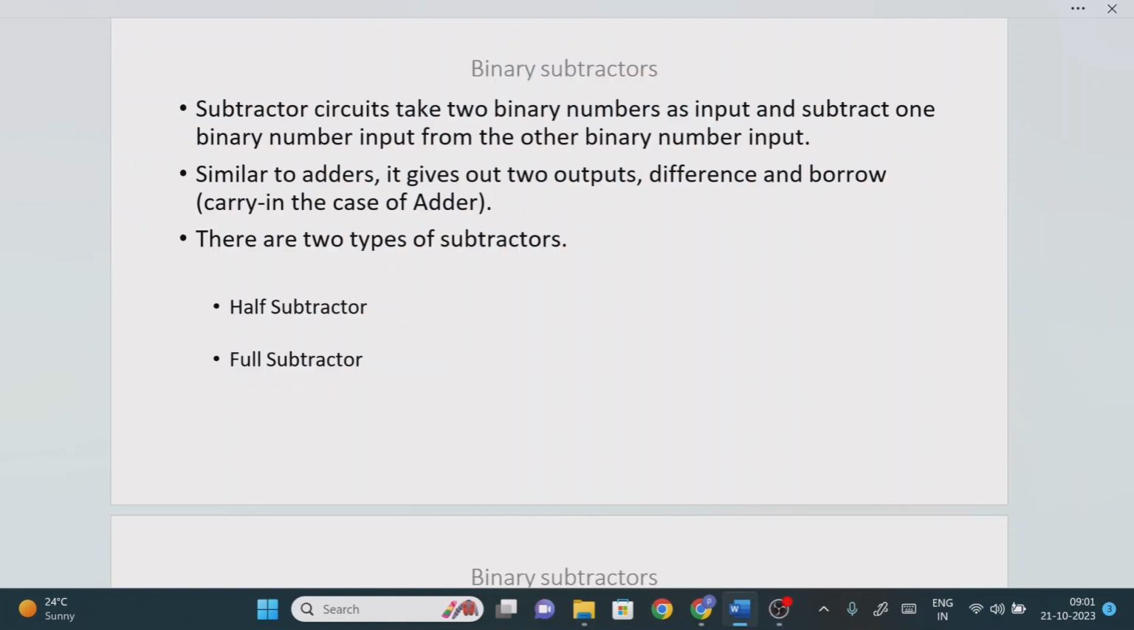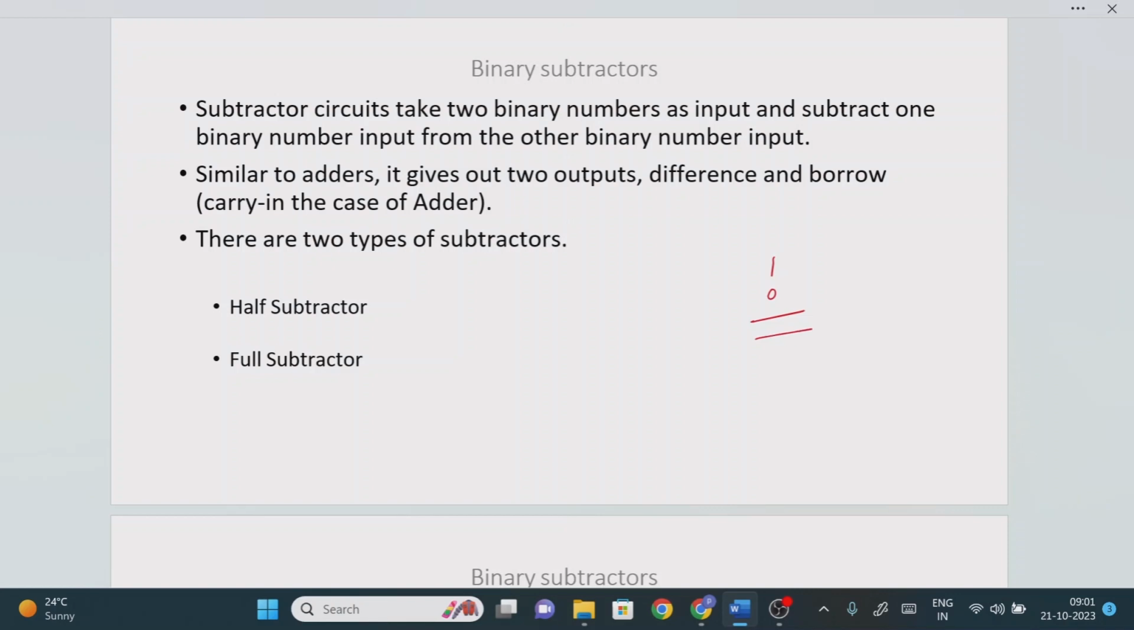Hello guys, welcome back. In today's class, we will try to design binary subtractors. So, what does subtractor mean? A subtractor circuit takes two binary numbers. It will take any two binary numbers, and it will subtract one bit from the other bit. It will produce two outputs.